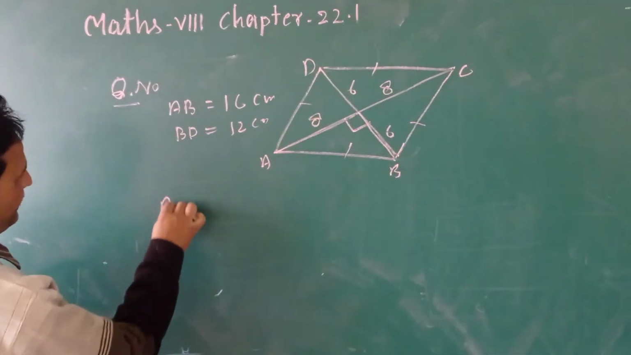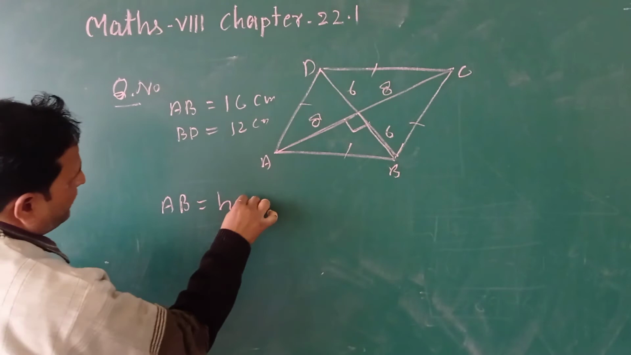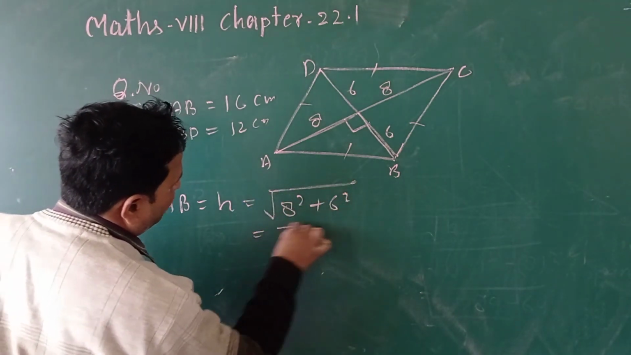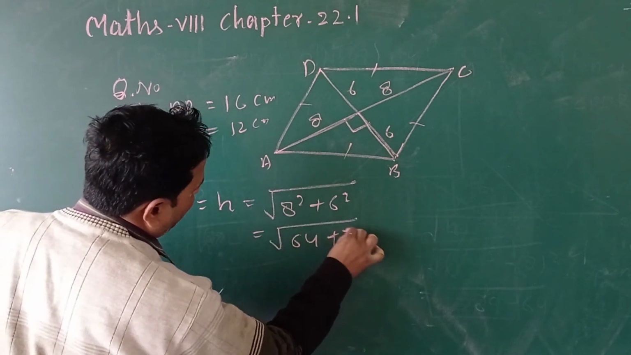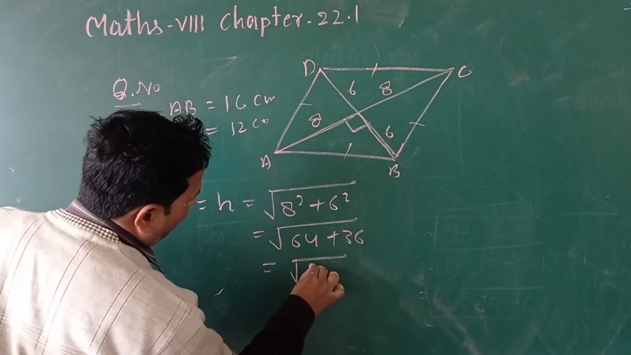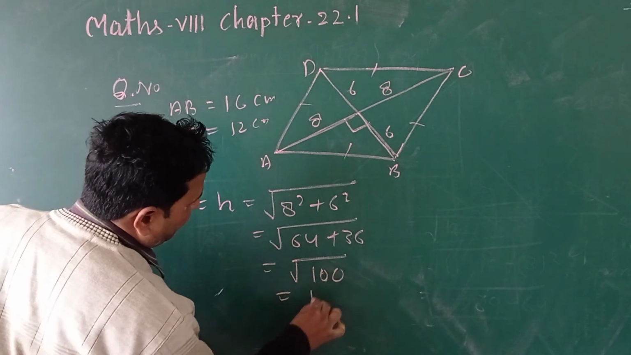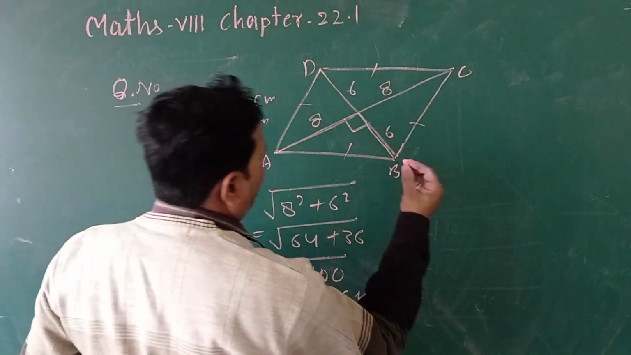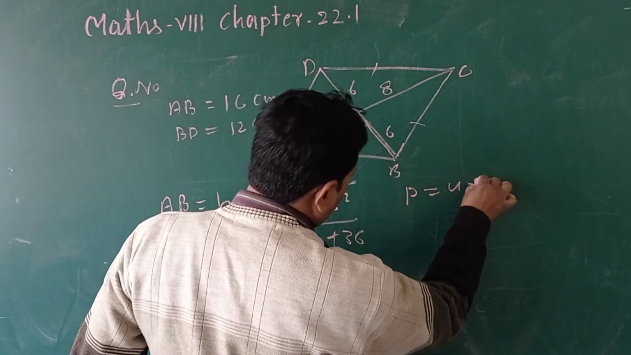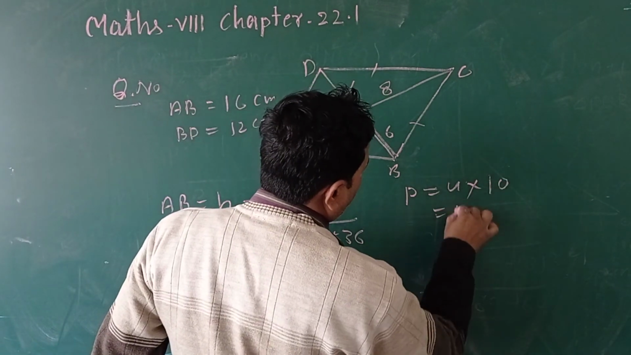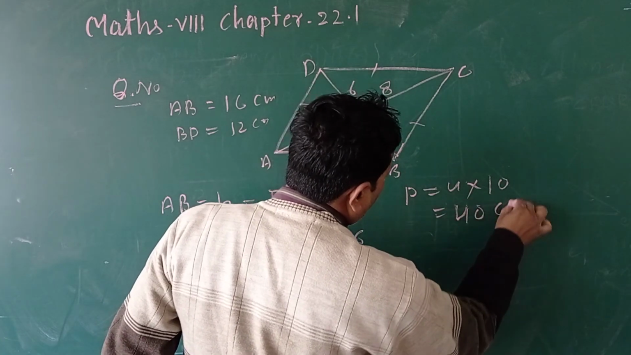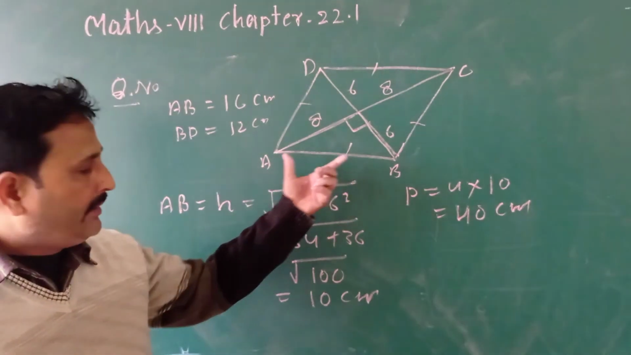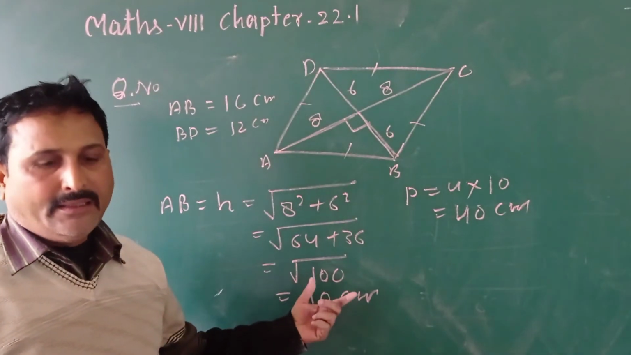Calculate AB. AB means hypotenuse. AB is equal to H is equal to under root 8 square plus 6 square. That comes to 64 plus 36, 100. It means 10 centimeter. If asked for perimeter, the perimeter will be 4 into one side, 10 centimeter means 40 centimeter. But here it asks to find the side of the rhombus. The side of the rhombus will be 10 centimeter.